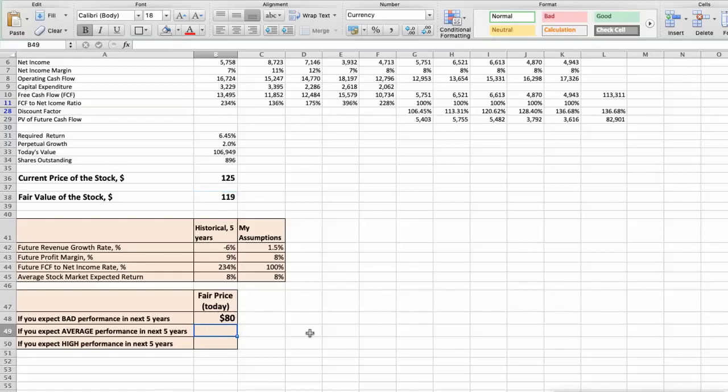Third scenario. IBM will have high performance in next 5 years, and we will use the following parameters in our calculation. Future revenue growth rate would be high, 3%. Future profit margin would be high, 9%. Future free cash flow to net income rate would be high, 120%. In this case, the fair value of the stock today would be $169.